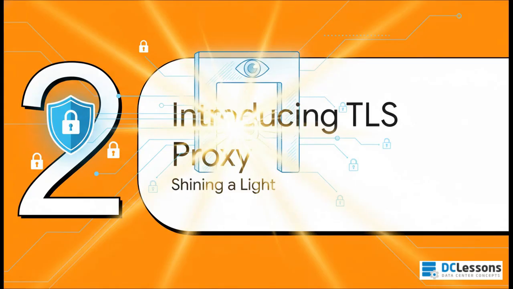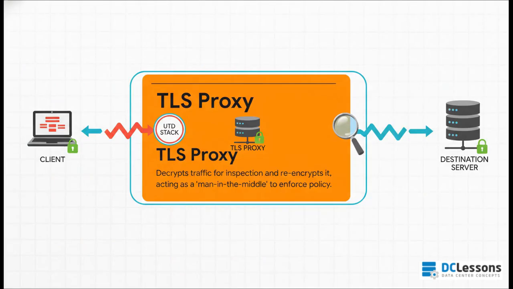So what's the solution? How do we fix this? Well, Cisco's answer inside the SD-WAN fabric is the TLS proxy. The best way to think about it is as a trusted, super smart security checkpoint that's built to shine a light on all that dark, encrypted traffic. So what is it really? Well, it's basically a sanctioned man in the middle.